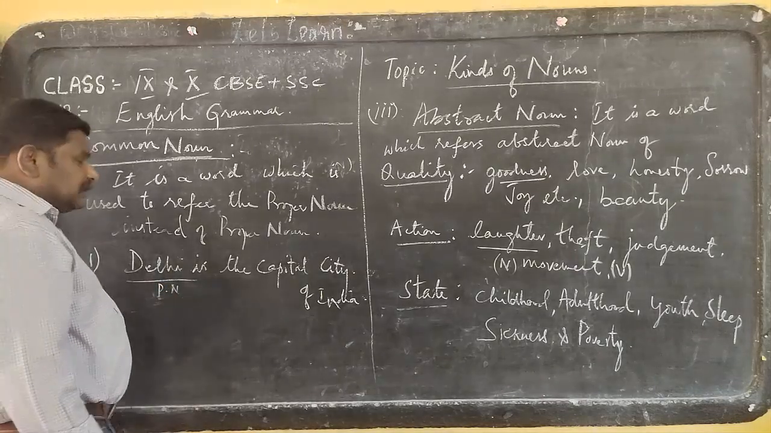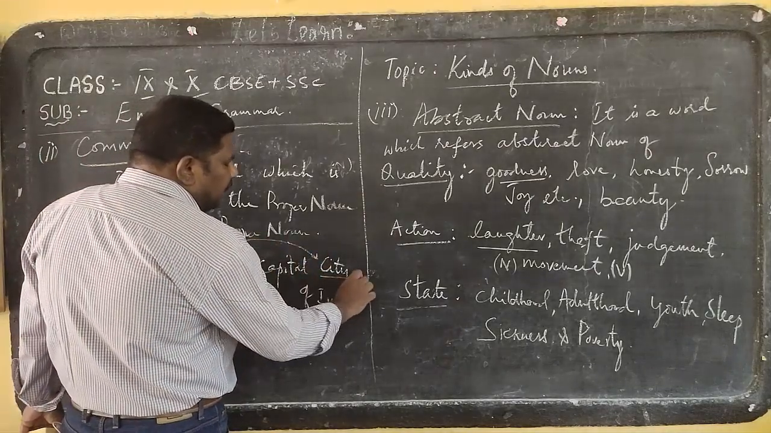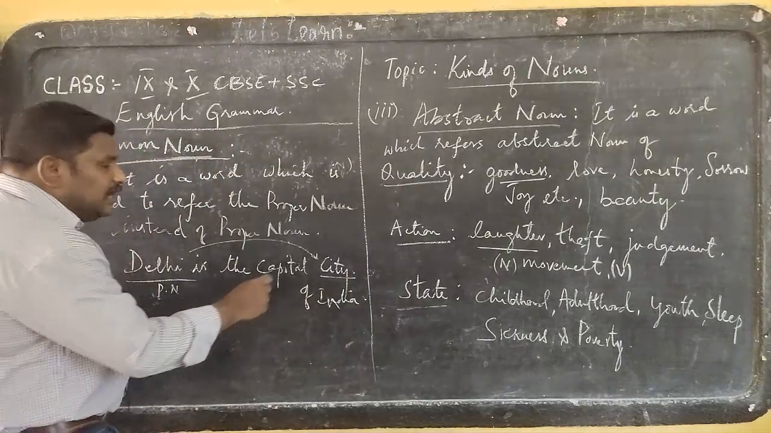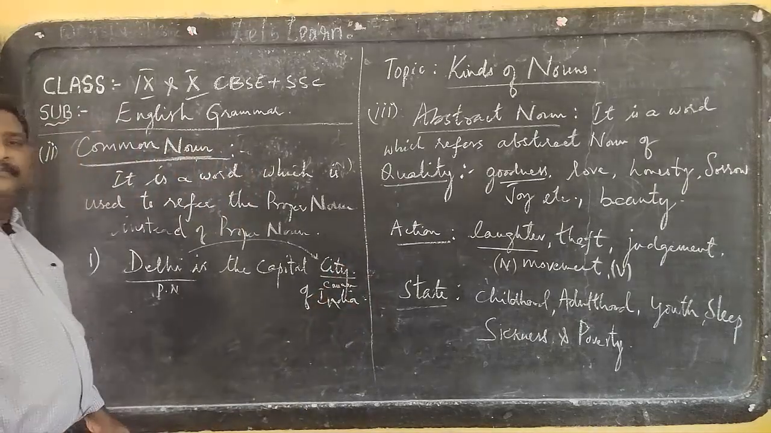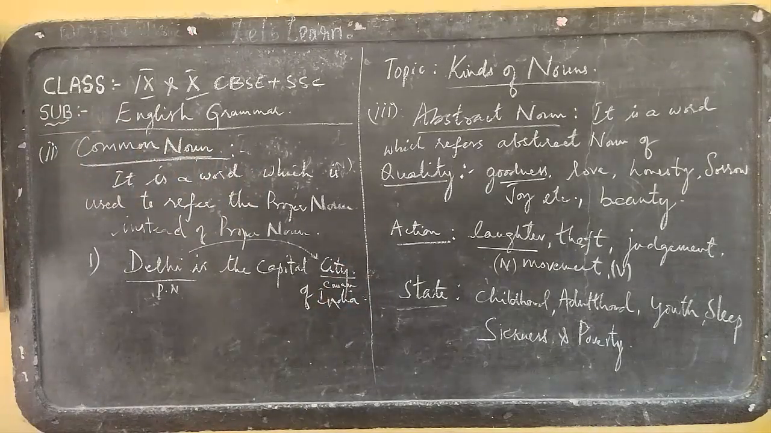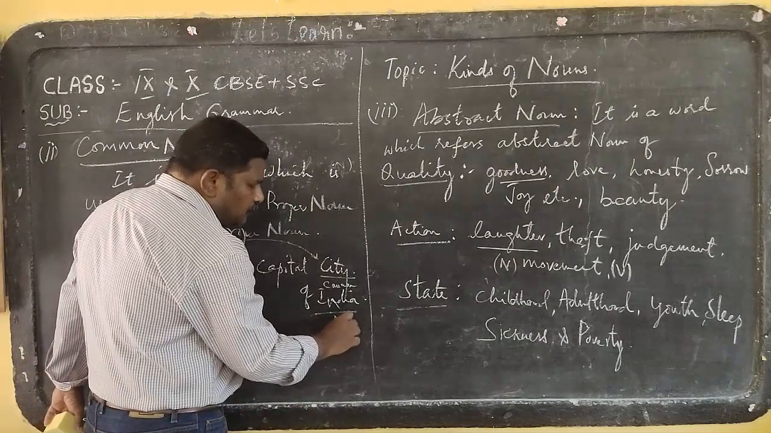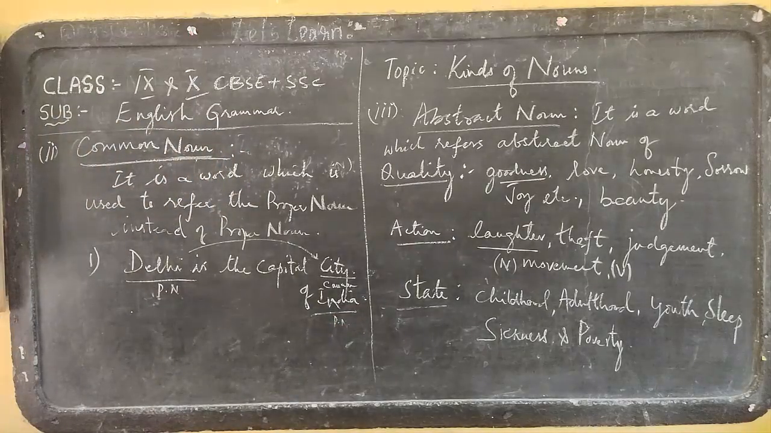But what is Delhi? Delhi is a city. Now, city is a common word. City is a common noun. India is again a proper noun. I am showing you the examples, making you understand about proper noun and common noun through these example sentences.